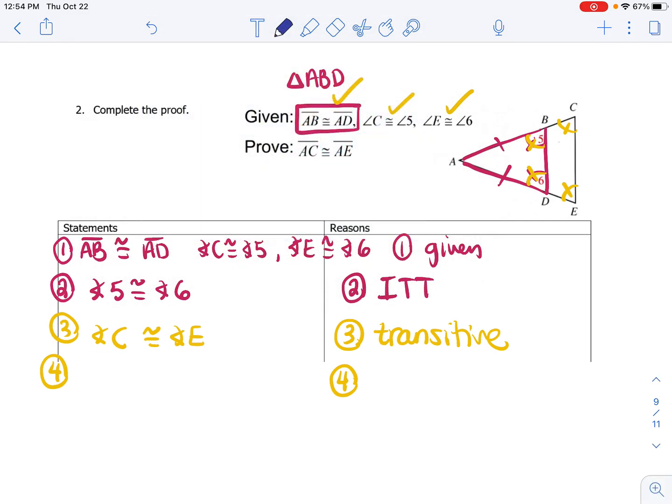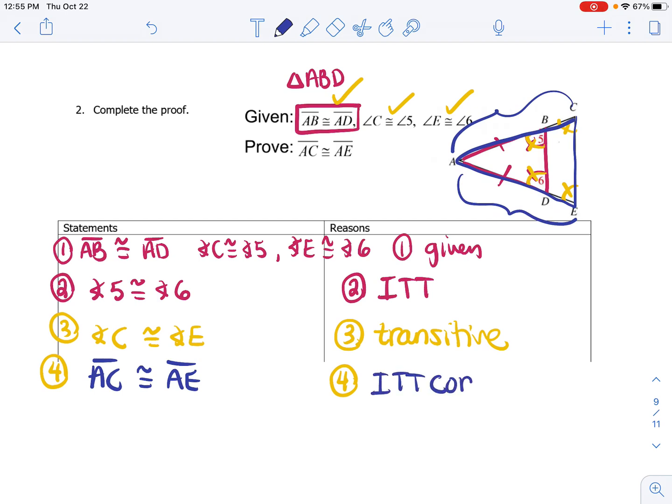Okay, and since those are congruent, now we can prove that the sides opposite those angles are congruent. And since we know that the angles are congruent, we're trying to prove that the sides opposite are congruent. Angles to sides is ITT converse, or ITTC. Okay, so notice how this is a short proof, right? It's only 4 steps, 3 steps plus the given. And we're using both the isosceles triangle theorem, ITT, and the converse of the isosceles triangle theorem, ITTC.